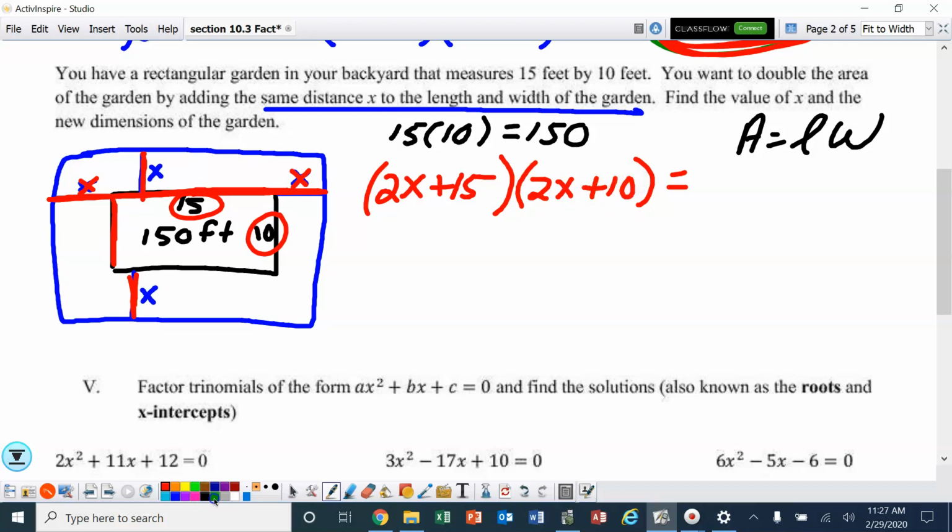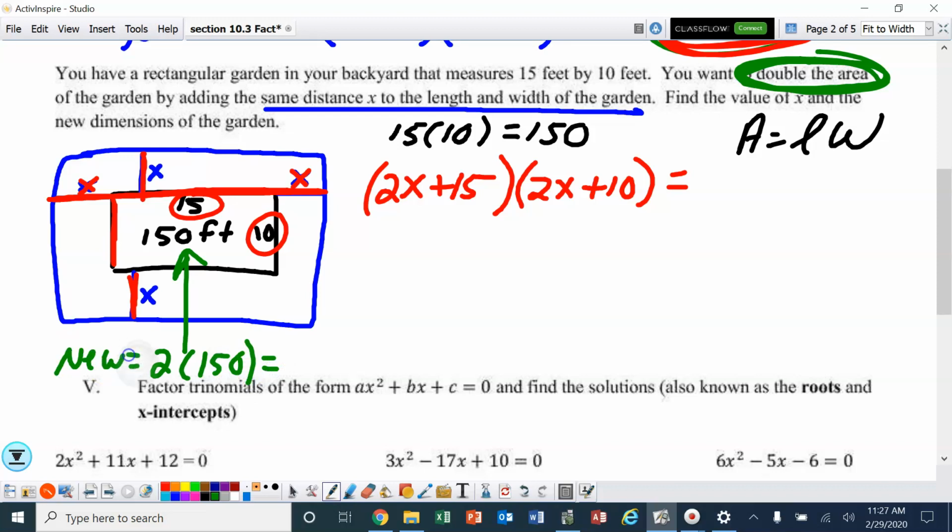Well, hold your horses here. Look at here. We're going to double the area. We're going to double the area. Well, that means the new garden is 300 feet, square feet.